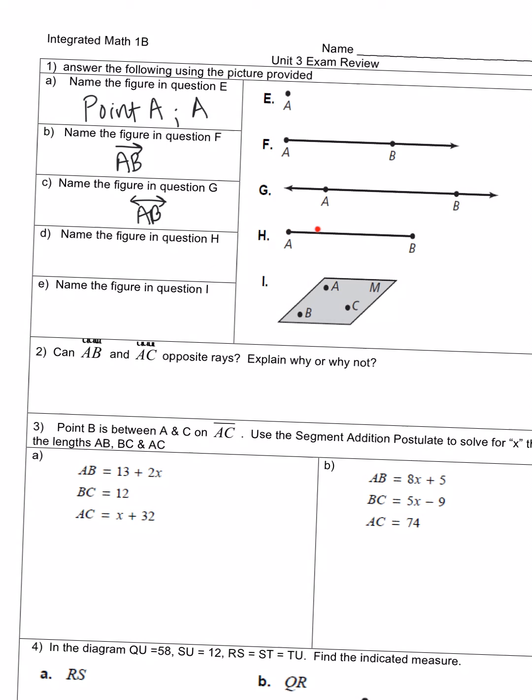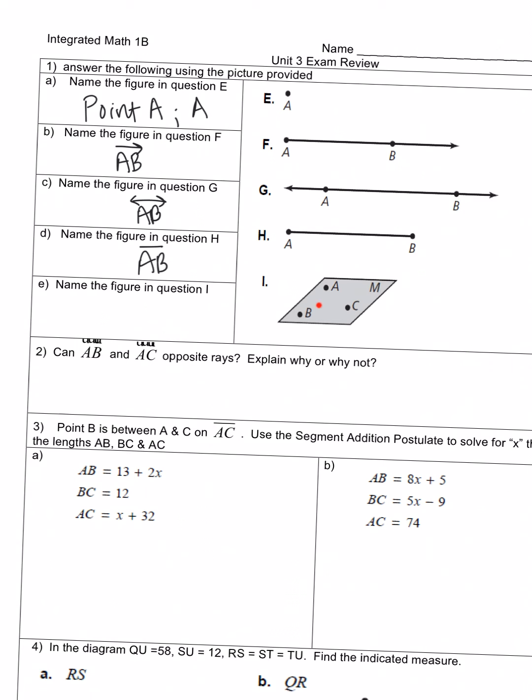The figure in question H, this is a segment AB because it does not go on forever and ever. It has 2 well-defined endpoints. Notice a difference between question C and question D. Question C indicates going on forever. Question D indicates not going on forever, 2 endpoints A and B.